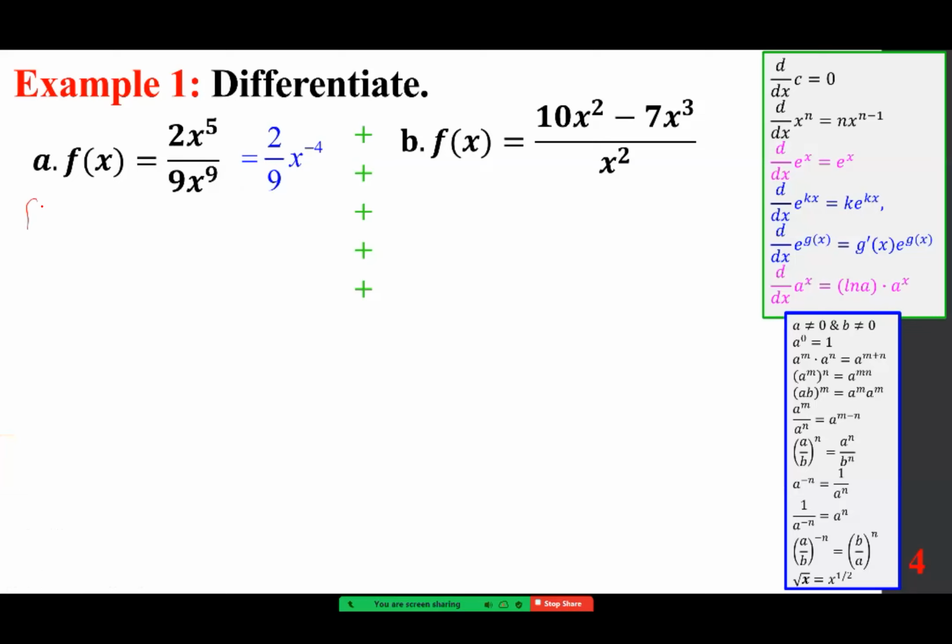Now to differentiate this, we say 2 over 9. We multiply it by negative 4. And then the exponent is negative 4 minus 1, which becomes negative 5. This is negative 8 over 9. x to the power of negative 5 goes down, and it becomes 1 over x to the power of positive 5.